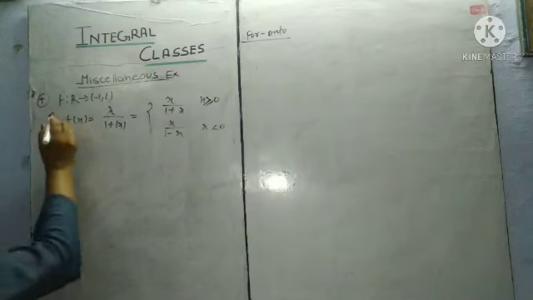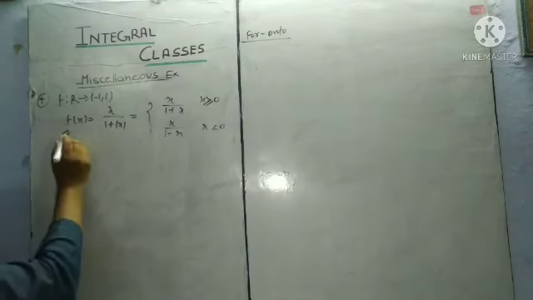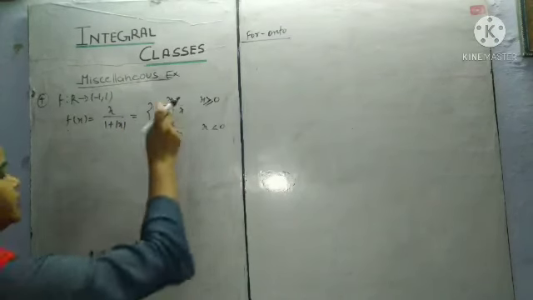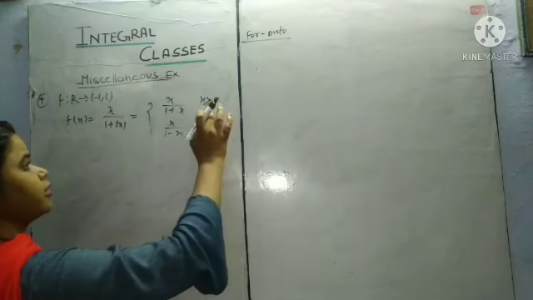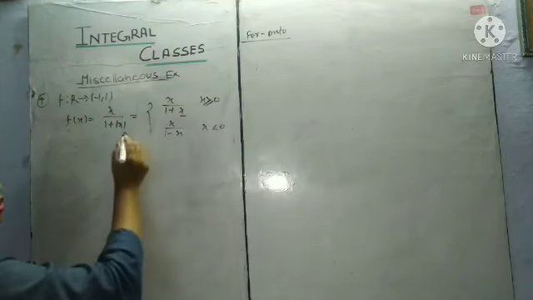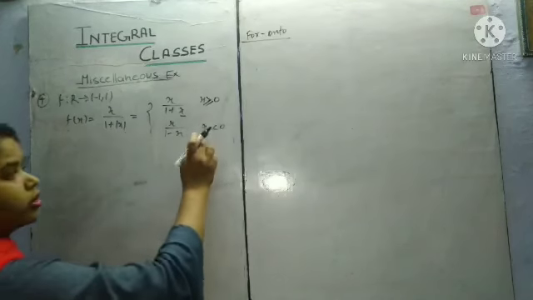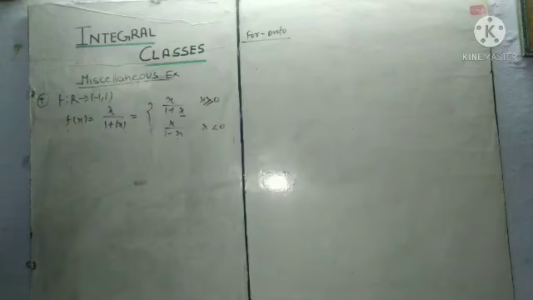Question number 4. f is defined from R minus {minus 1} to R and f(x) is given as x upon 1 plus x. Now here we will consider two conditions. First is where x is greater than or equal to 0, so it will be positive, and if x is less than 0, so we will consider it negative. Now student, we will show that this function is 1-1 and onto.